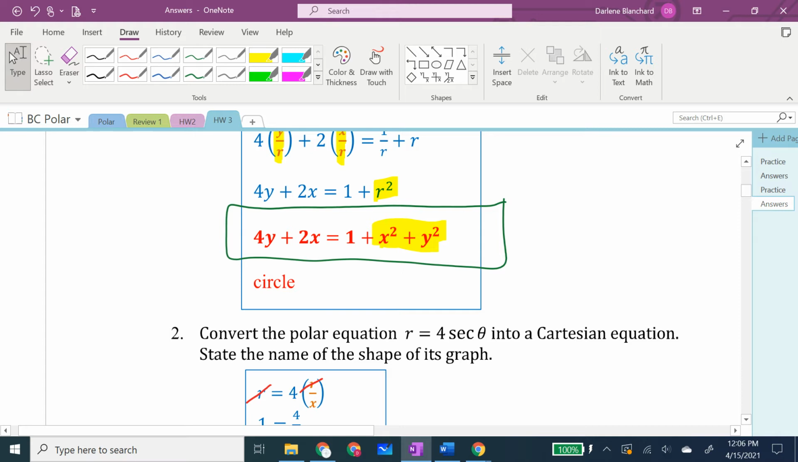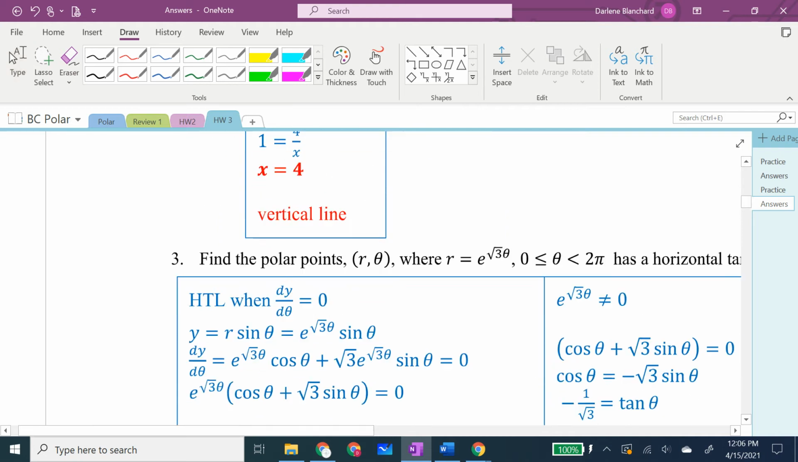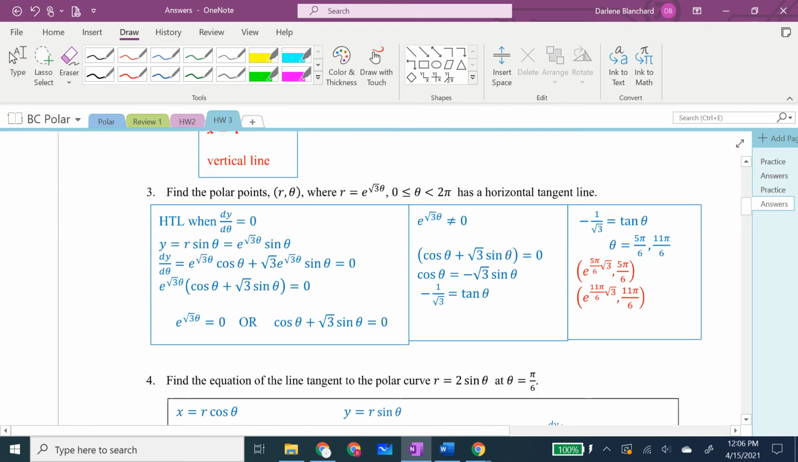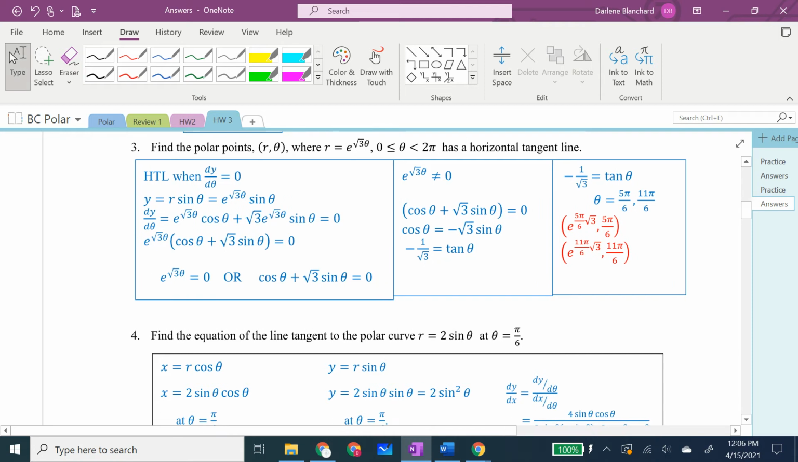You can expect to see one of those. I won't ask you the shape, just convert. And then I hope you enjoyed problems 3 and 4. I realized that they were quite tedious. Good news. I'm not going to ask you problems like 3 and 4.